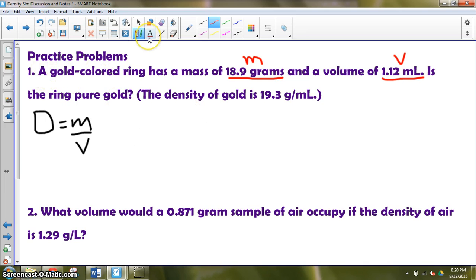So a gold-colored ring has a mass of 18.9 grams and a volume of 1.12 milliliters. Is the ring pure gold? We're given the real density of gold, so what we have to do is solve for the density from the problem and compare it to the given. So here we'll take our 18.9 grams, forgive me, I'm using the mouse, over 1.12 milliliters.